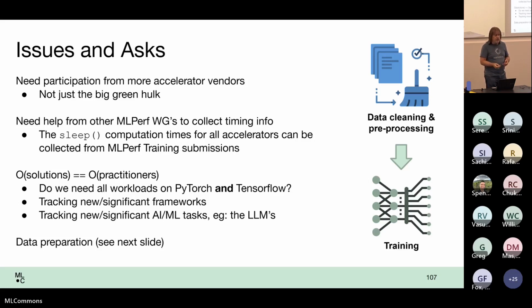Actually, we'd really like some help from the infrastructure group. We do appreciate the help on the open submission window, right? But we also want to collect the computation time. Since we're using sleep, we want to collect the computation time for a particular workload on a particular make and model of accelerator, so we can use that sleep in our benchmark. We want the MLPerf training benchmark submissions to include the specific number we want. Then we can just leverage that. So there are some tie-ins we're looking for.